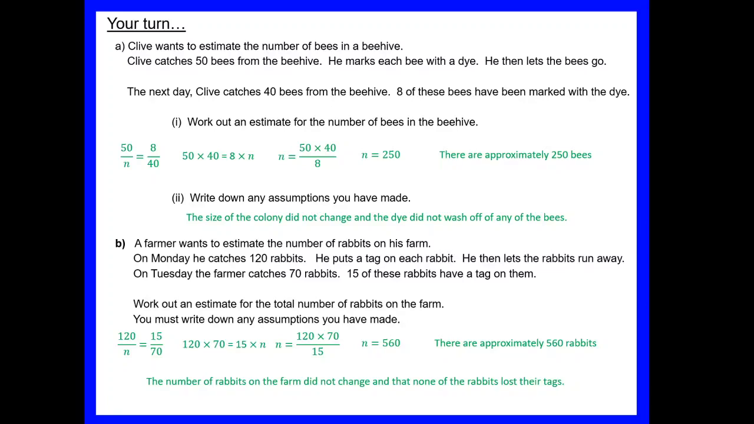So you'll see from all of these questions that the process each time is the same and that the assumptions are the same as well. So making sure you know the process we're working through and those key assumptions, you'll be able to answer all of these questions.